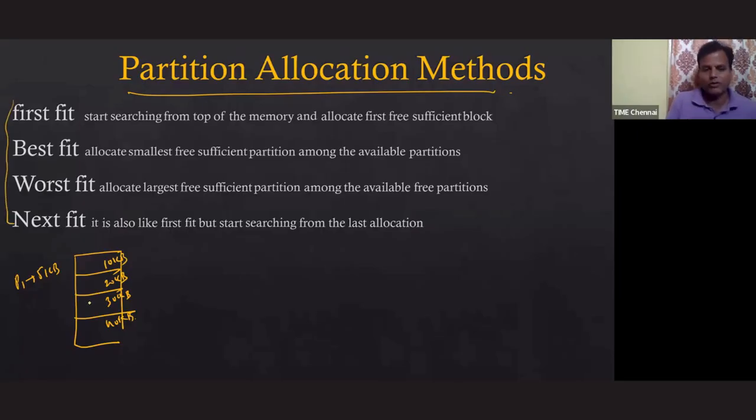What algorithm are we actually using? If I'm using first fit, obviously 10 KB. If I'm using worst fit, obviously 40 KB. So here the answer itself is changing because the algorithm is changing. Understood this? Okay, next one. Please pay attention to this.